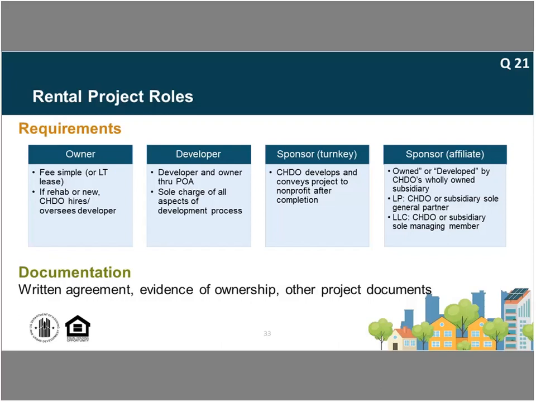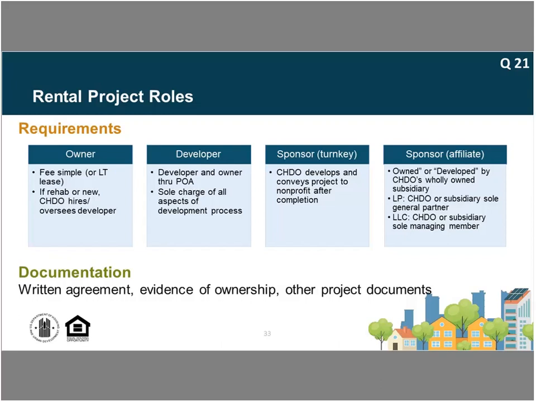These are permissible only if the CHDO is the sole general partner in a limited partnership or the sole managing member in an LLC. So in other words, the joint ventures of the past, where a CHDO would joint venture with a for-profit developer to develop a tax credit project, is no longer permissible for the set-aside. It's permissible under general HOME funds, but not for using the set-aside for that purpose.